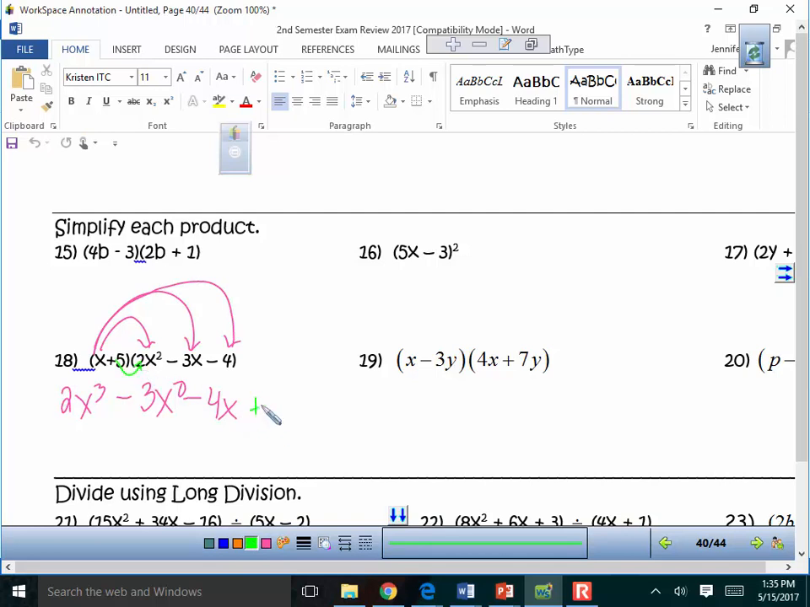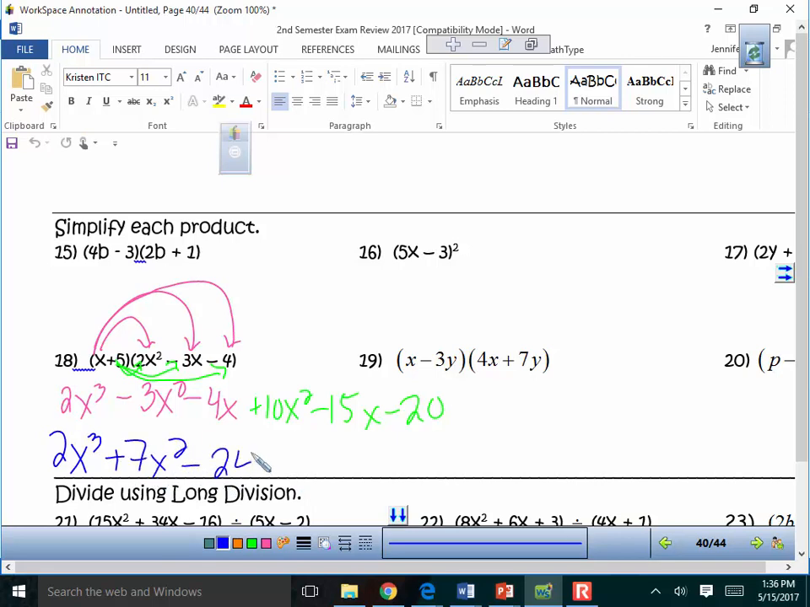Are you guys with me? All right, so now let's combine our like terms. We have 2x cubed plus 7x squared minus 24x. That's not true. Minus 19x. Guys, check me for errors. Minus 20. Yes. Is this what you guys got?